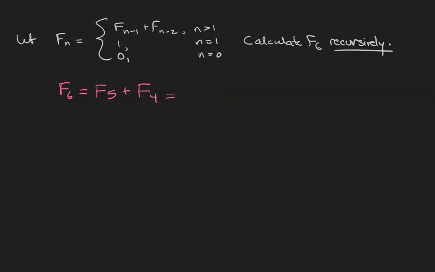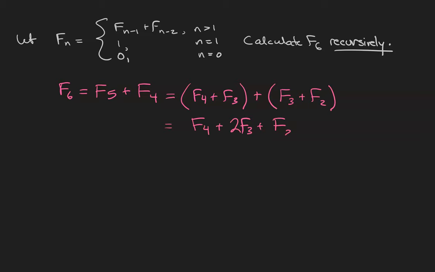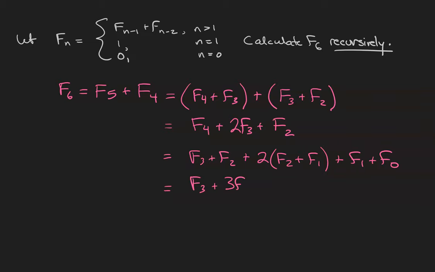Then we apply the recursion again, turning f5 into f4 plus f3, and f4 into f3 plus f2. At this point, we may choose to regroup our terms, so we get f4 plus 2f3 plus f2. Then f4 is f3 plus f2. f3 is f2 plus f1. And f2 is f1 plus f0. Again, we can regroup, so we get f3 plus 3f2 plus 3f1 plus f0.